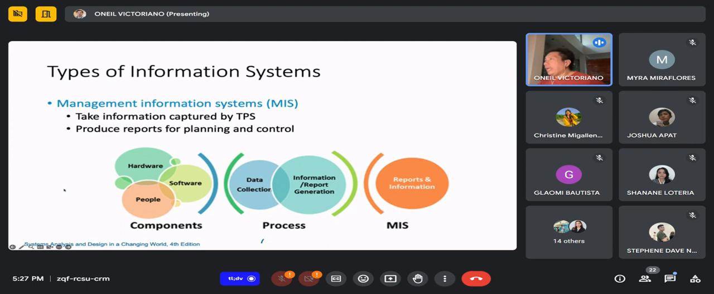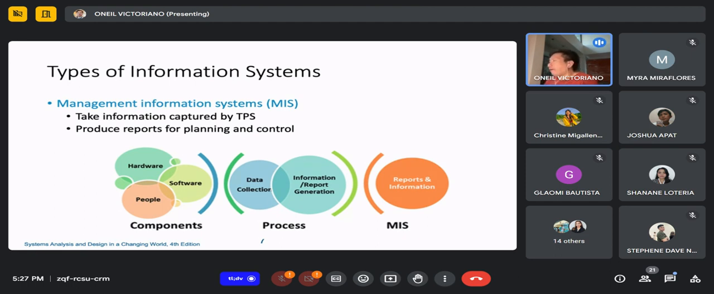Next one is management information systems. So from the TPS, we need to capture a lot of information, which we call MIS, or management information systems. Sometimes we call it reporting systems because it produces reports for planning and control.